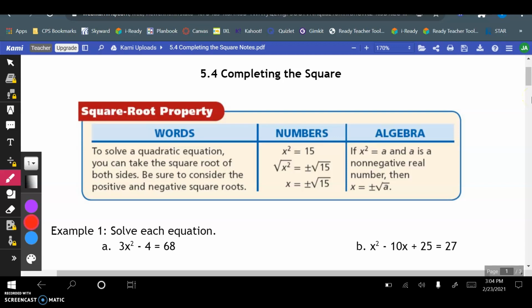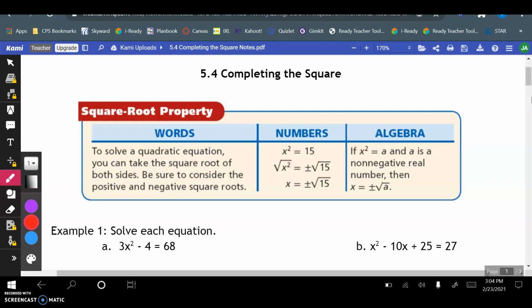Today we're going to look at the first half of section 5.4, and that is on completing the square, so solving quadratics using this method. The first thing that we need to talk about is the square root property, and that simply says if we have our quadratic equation simplified down to just x squared on one side, that we can take the square root of both sides and we can have our answers.